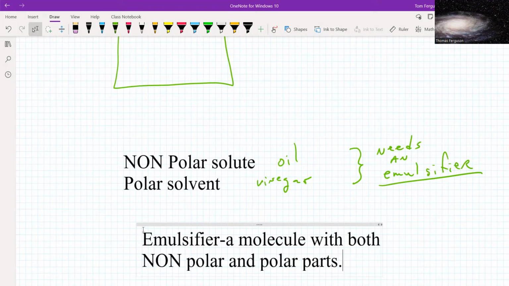Okay, think of it, emulsifier is glue. It grabs hold of the non-polar and the polar molecules and keeps them together. So when you add mustard or Parmesan cheese or an egg yolk into your vinaigrette, it'll stay mixed after you shake the daylights out of it.